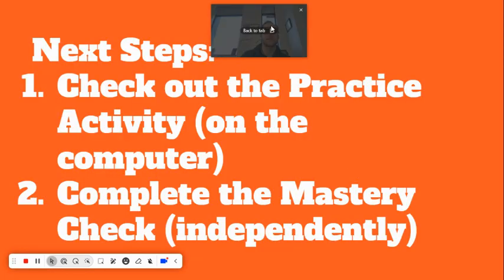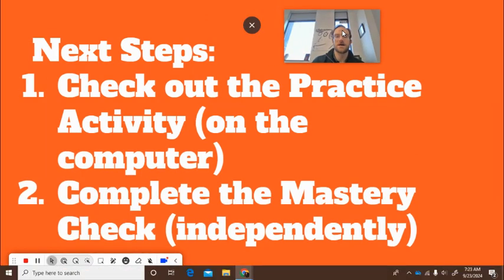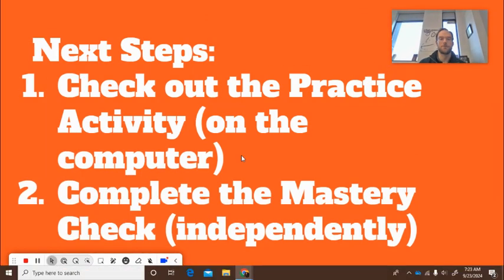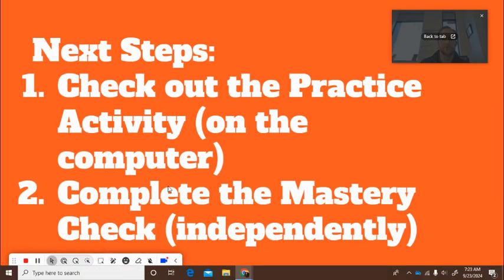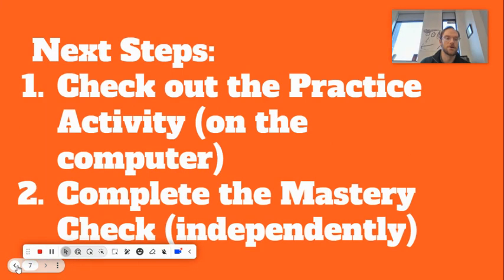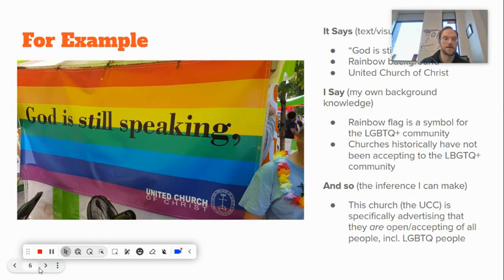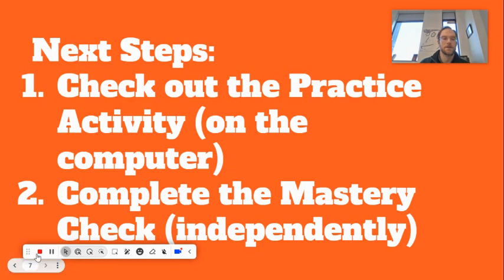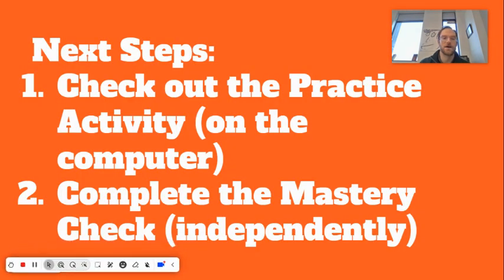For our next steps, I put a practice activity on the computer that you can look at with a partner. Kind of similar to my example, I give you an image to look at with your partner and ask you to chat about it and make an inference. And the mastery check, number 106, is on paper, so you can check that out on paper.